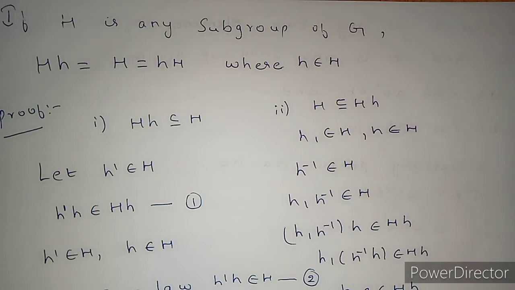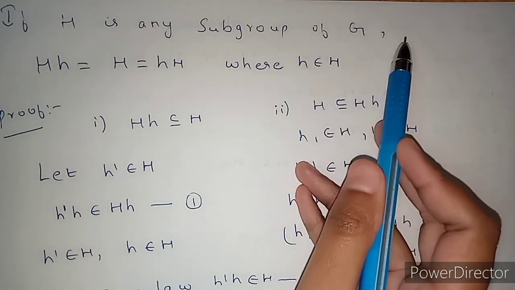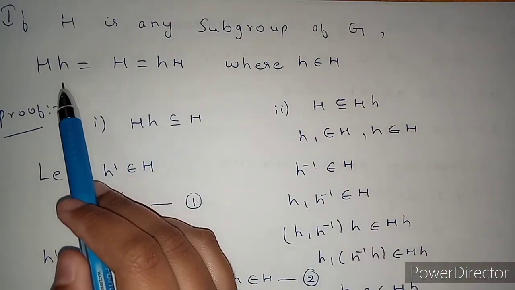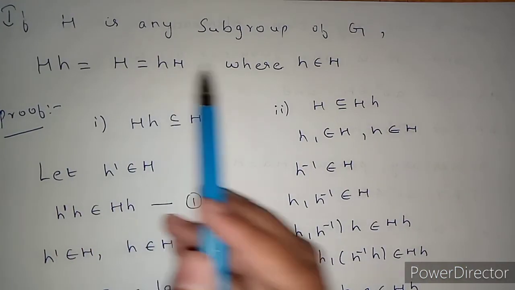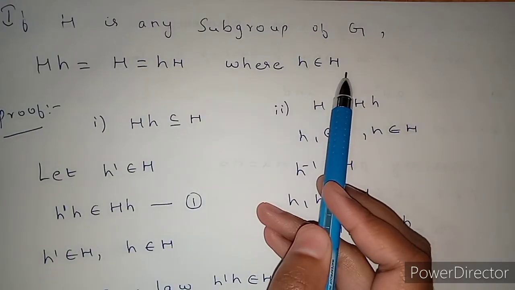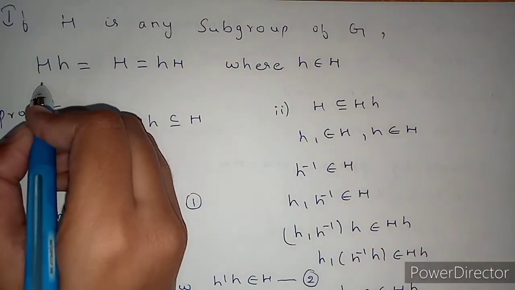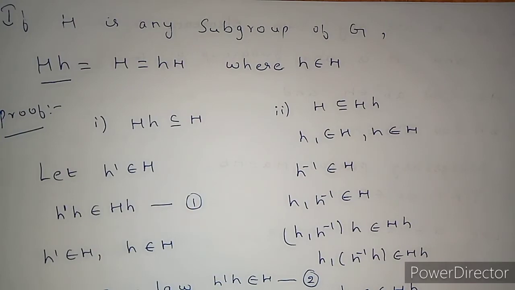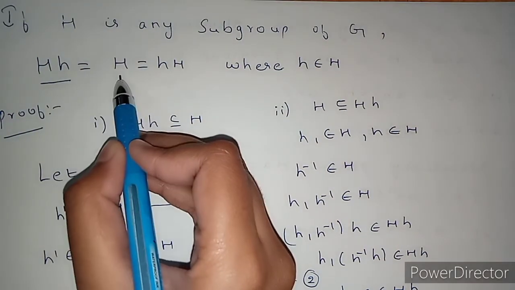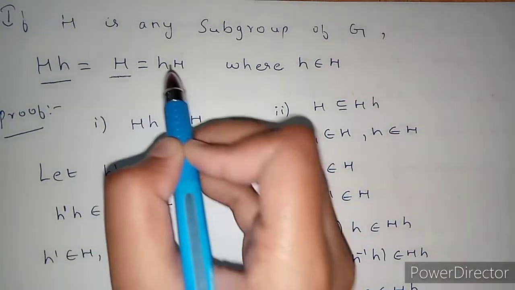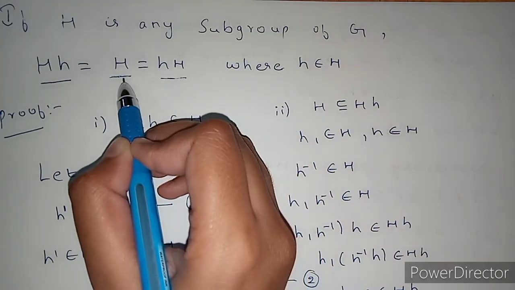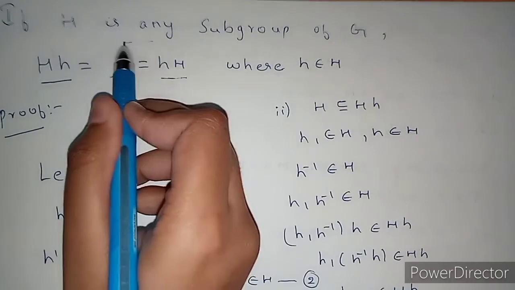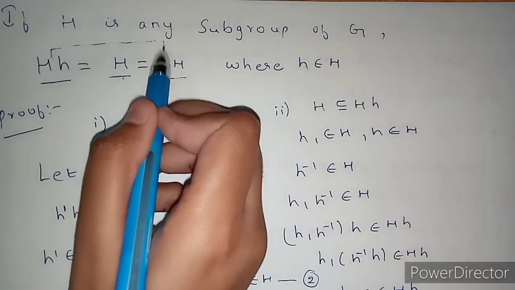So here is the theorem. The theorem says if H is any subgroup of G, then Hh is equal to H is equal to hH, where h belongs to capital H. Here we have to show that right coset is equal to subgroup H and again left coset is also equal to subgroup H and again these two are equal. So this is the theorem. Okay.